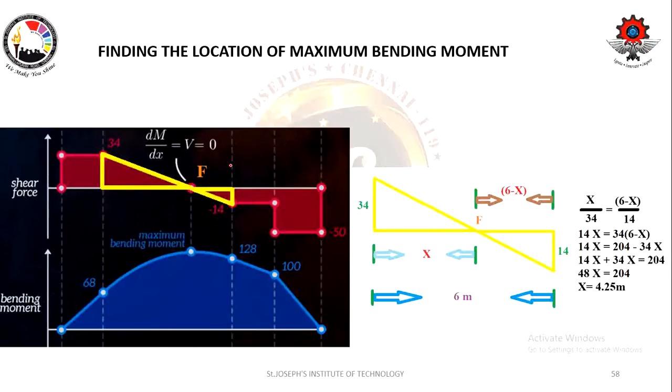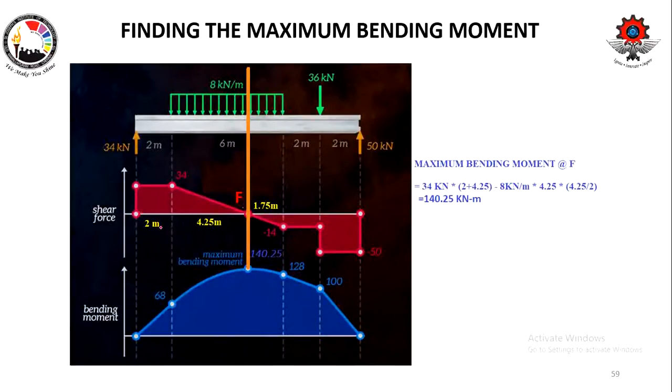So now we found out the location of maximum bending moment. The location of maximum bending moment is going to be 2 plus 4.25, that is 6.25, from the left support. Or you can denote it from the right support also. Right support means 2 plus 2 plus 1.75, so 4 plus 1.75, 5.75.